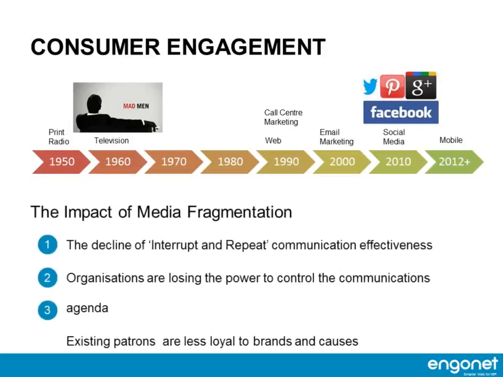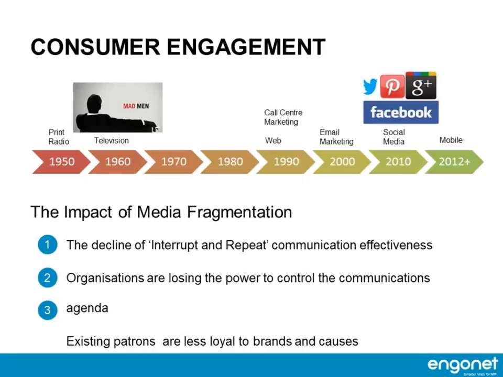So what is the consequence of all of these disruptions? The consequence is fragmentation of the media. And what this means is that the formerly successful interrupt and repeat communication mechanism is a lot less effective now than it used to be. Studies indicate that compared to the 80s, television advertising only has about 1/4 of the effectiveness as it does today, and that carries through to print and radio as well. So consequently, organisations are losing the power to control the communication agenda.